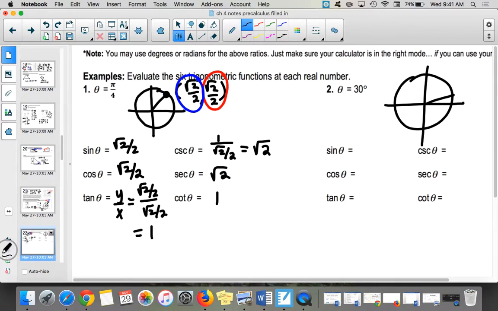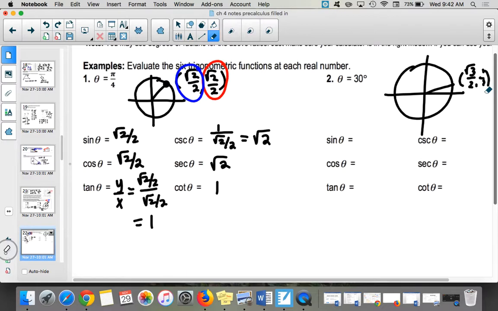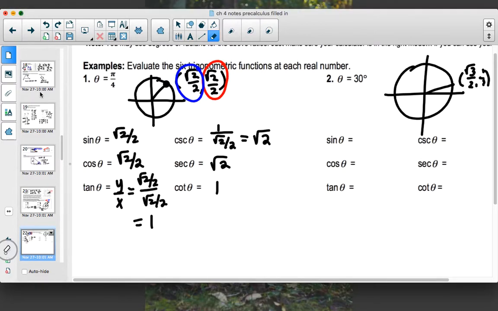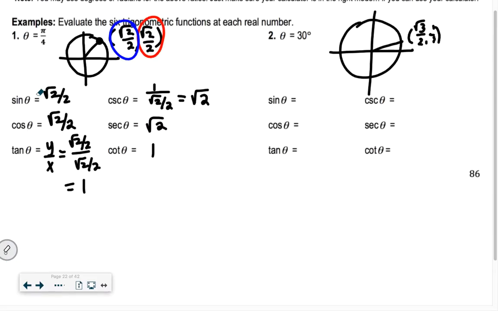All right, sine of 30 degrees is what? So what point is this? That's what we do. We always draw out the little unit circle. We draw the little ray. So we get what? We go over a lot, up a little. Do you guys remember that? So it's root 3 over 2, comma, 1/2.